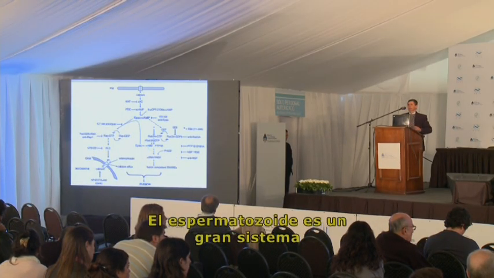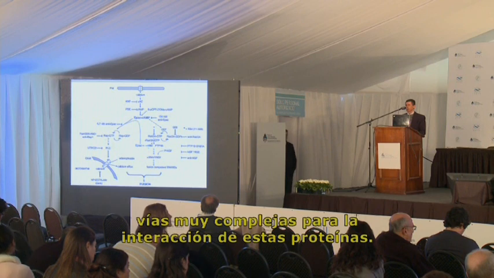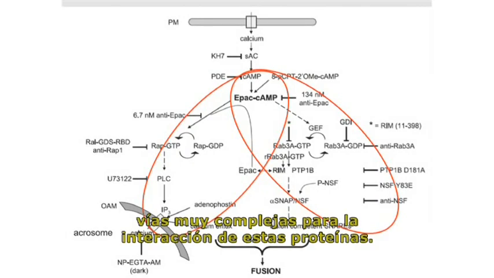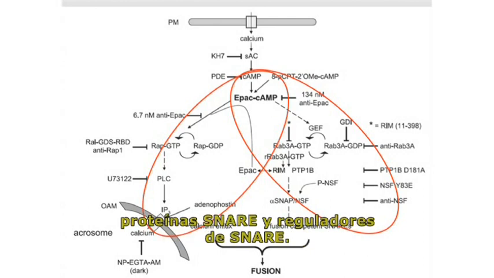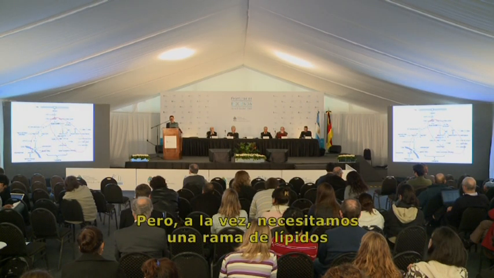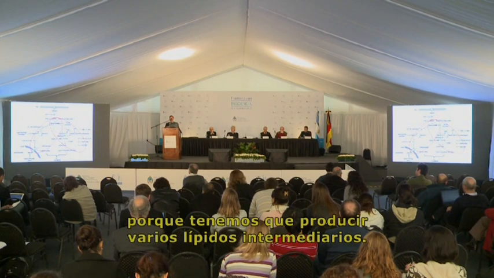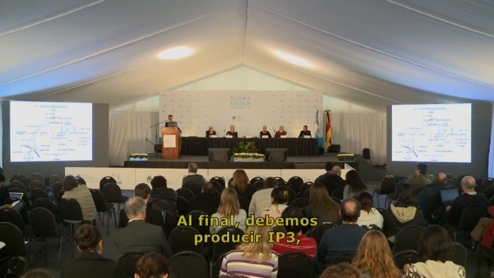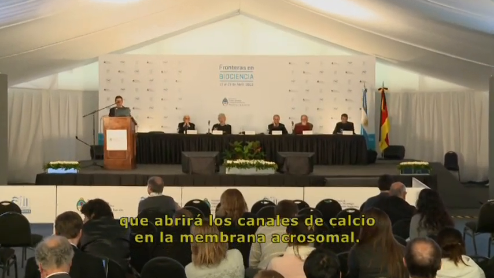Not only that, but sperm is a great system to study exocytosis. So we have a quite complex pathway for the interaction of these proteins. And what we can say, to summarize, is that we require a branch of assembly of proteins, SNAREs and SNARE regulators. But we also need a branch we call the lipid branch, because we need to produce several lipid intermediates, and the final end is to produce IP3 that will open calcium channels in the acrosomal membrane.